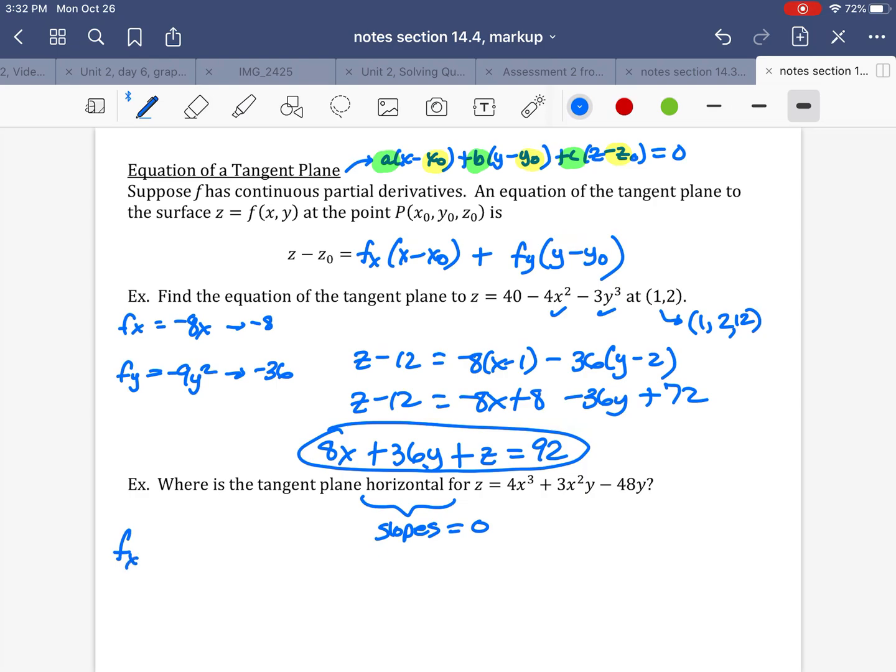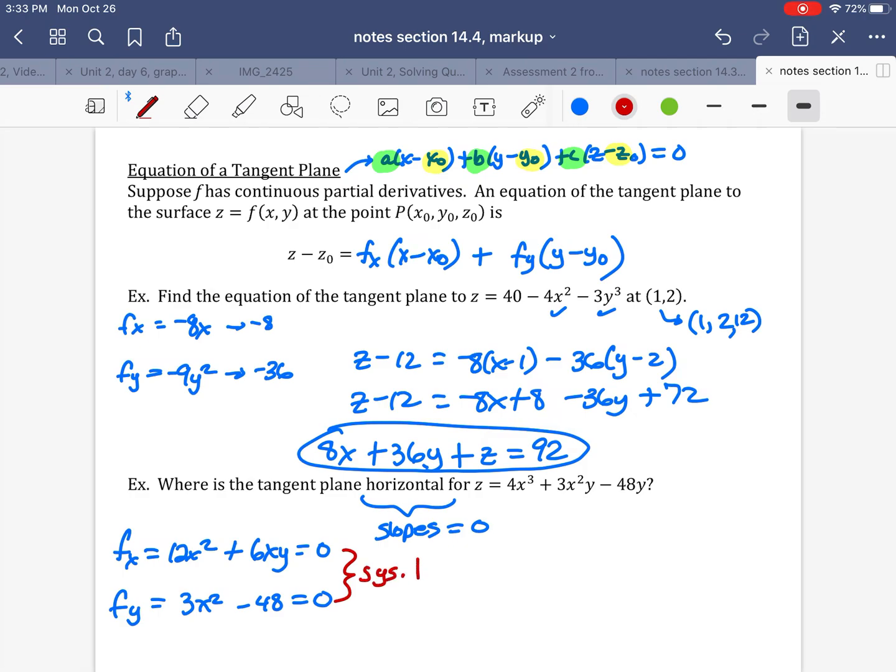So fx, if we figure it out, is going to be 12x squared plus 6xy. That has to be 0. And fy, which is 3x squared minus 48, has to be 0. So this is like a system of equations right here. These both have to be true at the same time.